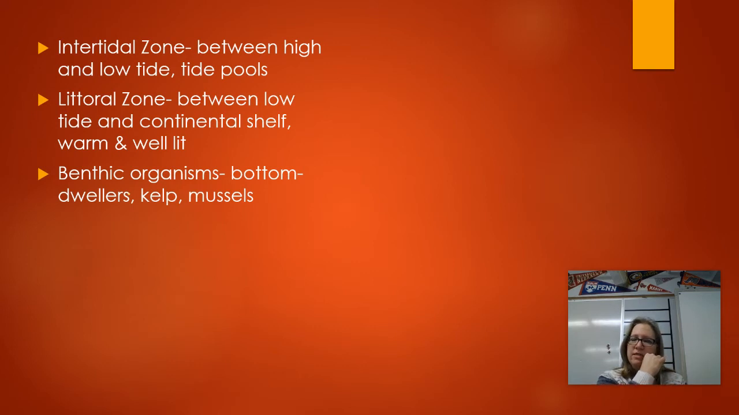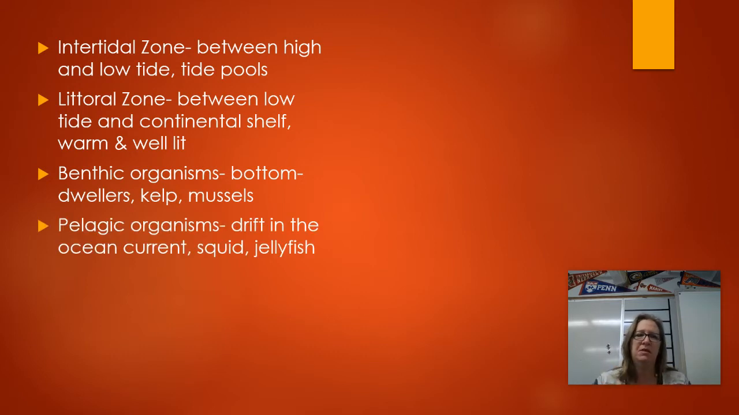The benthic organisms are not just in that littoral zone. We talk about the benthic and the pelagic organisms even when we get out into the open ocean. But the benthic organisms are those that anchor themselves to the bottom. They're the bottom dwellers. Kelp will root into the ground, mussels, anything that is on the bottom. Pelagic organisms are fish, whales, dolphins, jellyfish, squid, anything that moves around in the water. Squid and jellyfish specifically really just rely on the current and are kind of floating around. They're known as pelagic organisms.